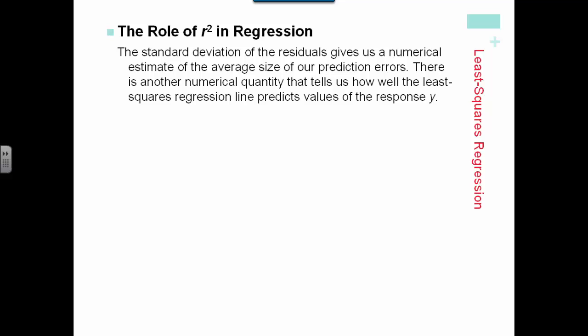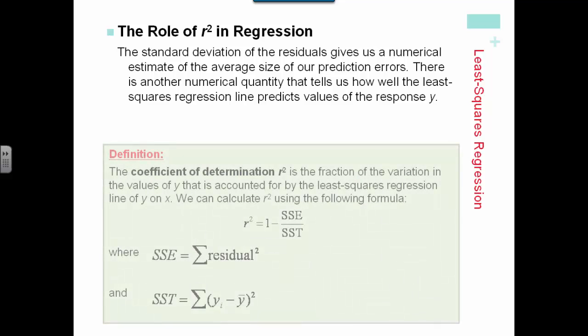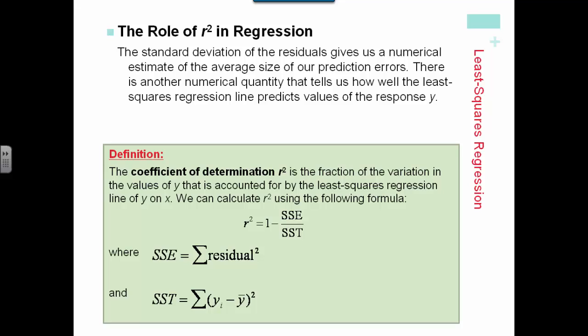There is another numerical quantity that tells us how well the least squares regression line predicts values of the response y, and that's the coefficient of determination. R squared is the fraction of variation in the values of y that is accounted for by the least squares regression line. We can calculate R squared using our formula. So we have R squared equals 1 minus SSE over SST. SSE is the sum of the residuals squared, and SST is the sum of our observed y value minus the mean, squared.